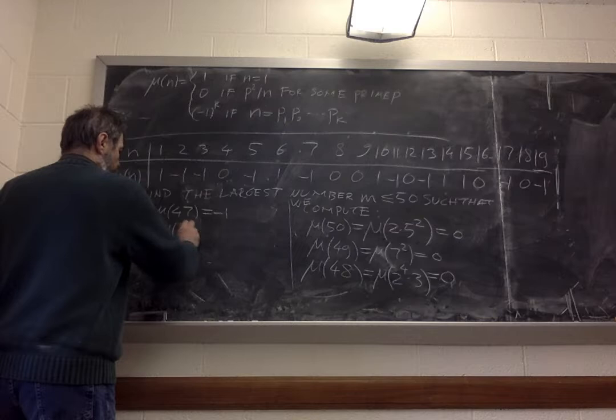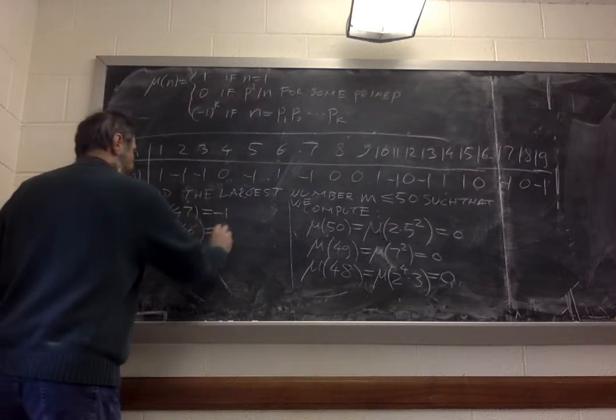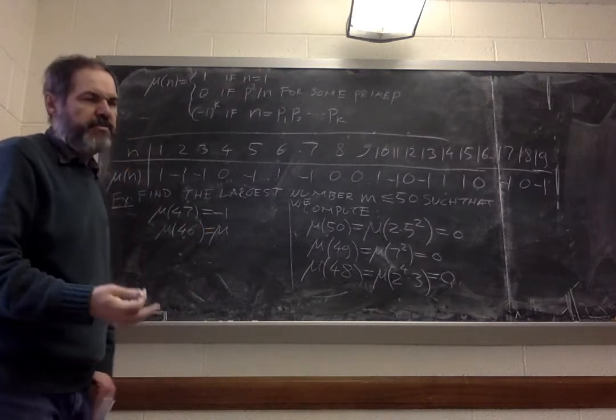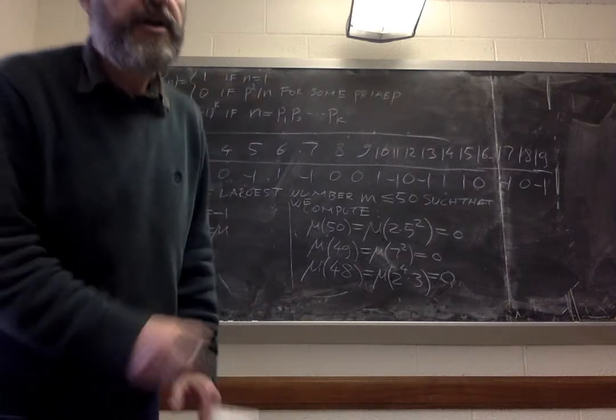Next one. 46, I write it as follows. I can see it's 2 times 23, a product of two distinct primes. It's plus 1.